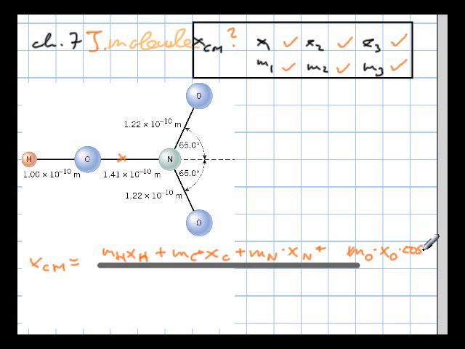So cosine of that angle, and then it's symmetric, so the oxygen up here is going to give the same as the oxygen down here, and that's why I left the spacer. I can put a 2 in the front of that. And then of course combine all the masses, so mass of the hydrogen, mass of the carbon, mass of the nitrogen, and the masses of the oxygens.